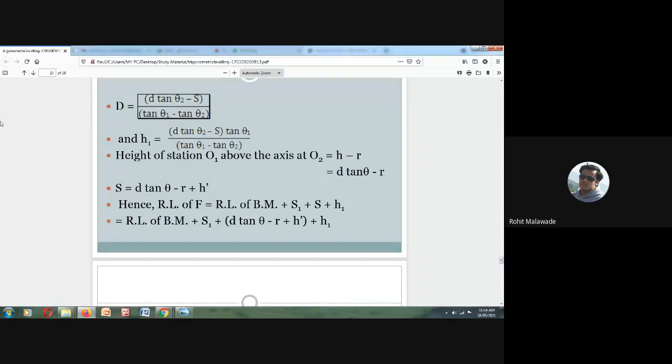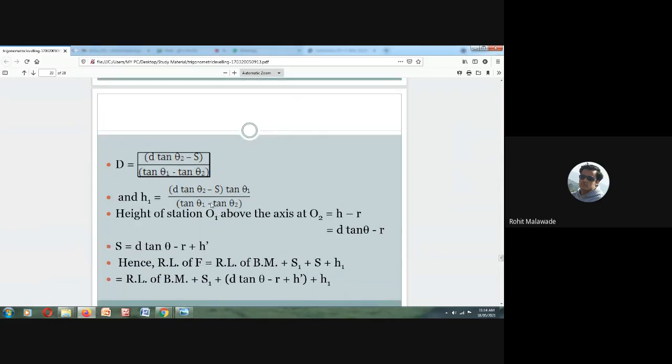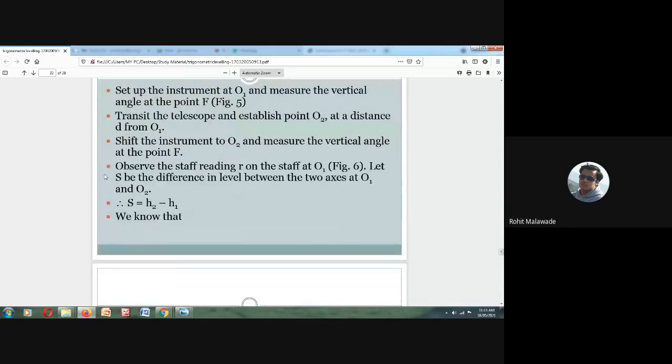Is it clear? Yes, sir. You need to follow the textbook, BC Punmia, also if you want. This is not that easy. If I tell it once, it cannot be understood easily. If you refer to the textbooks also, and if you get any doubts, then you can ask me. Have you understood what I have taught in today's class?